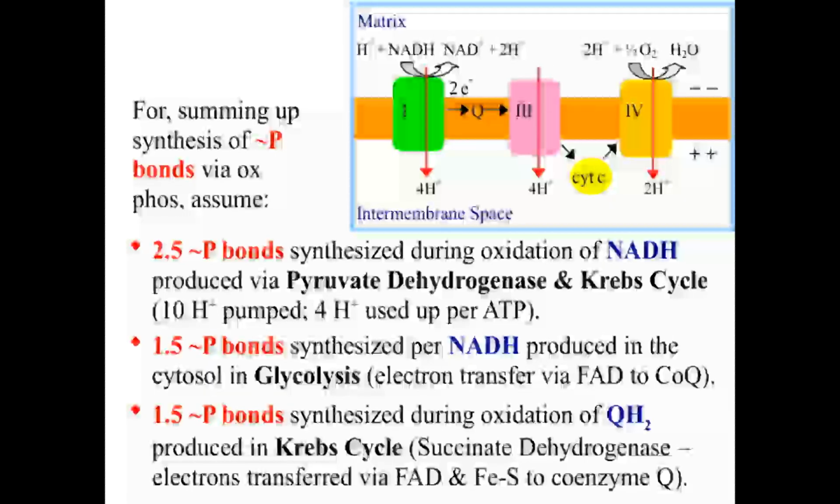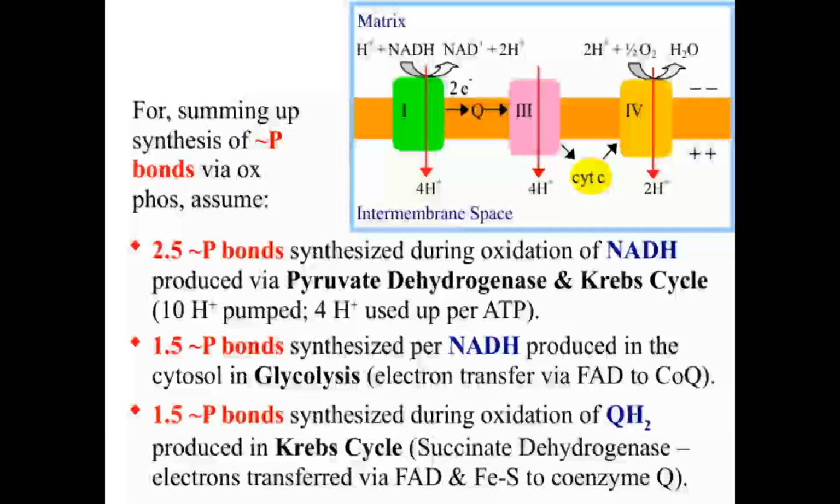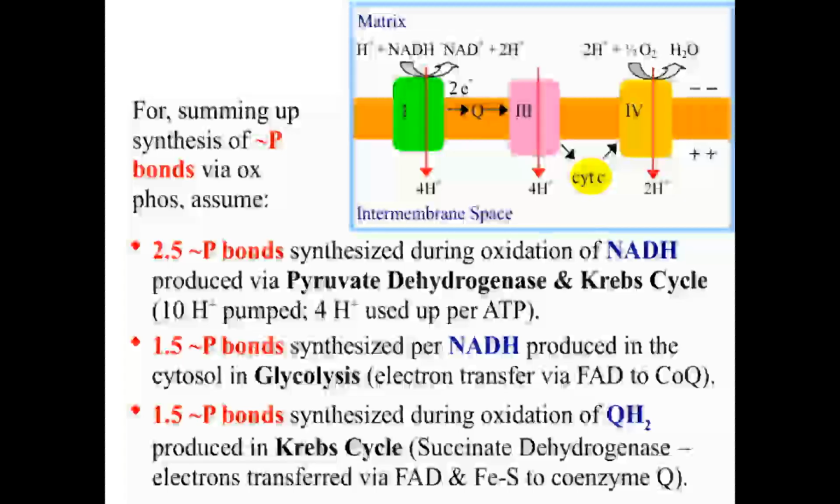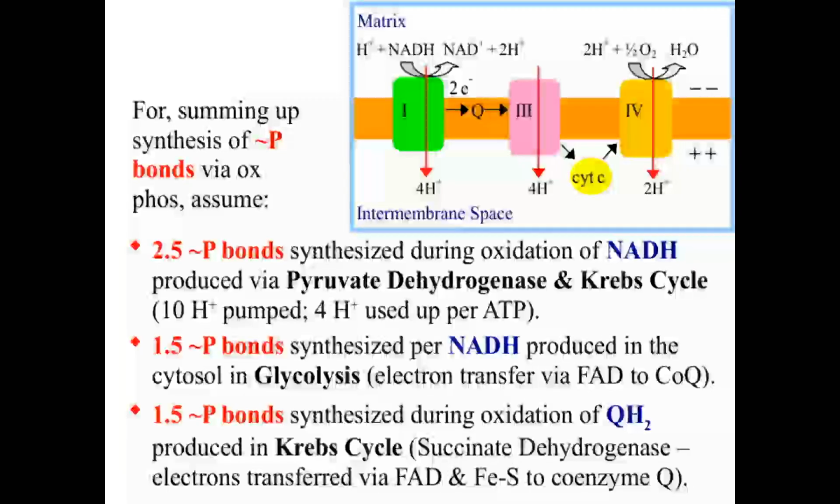Next, we have NADH generated in the cytosol during glycolysis. When electrons are transferred via FAD to CoQ in this pathway, approximately 1.5 tilde-P bonds are formed per NADH molecule. It's important to note that this electron transfer involves FAD and the CoQ pool, which are part of the electron transport chain's complex II. Finally, during the oxidation of QH2, which is produced in the Krebs cycle, specifically through the action of succinate dehydrogenase, another roughly 1.5 tilde-P bonds are synthesized.